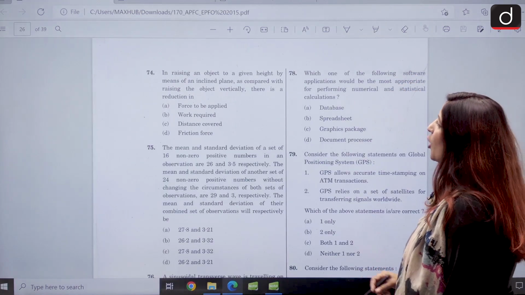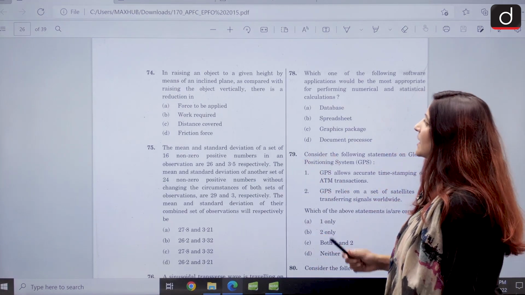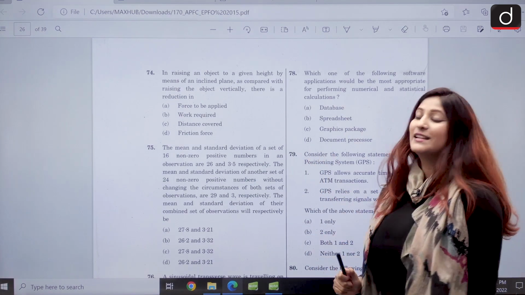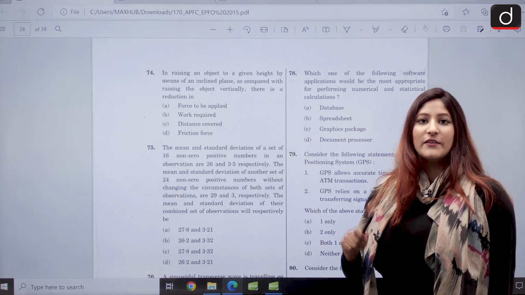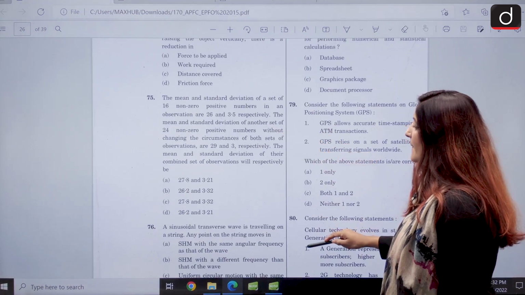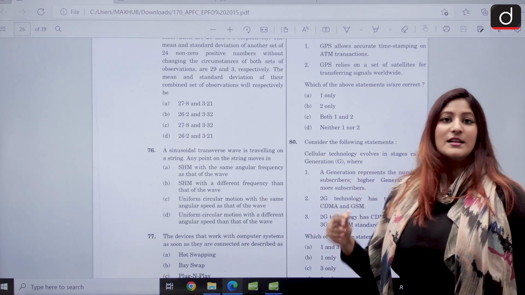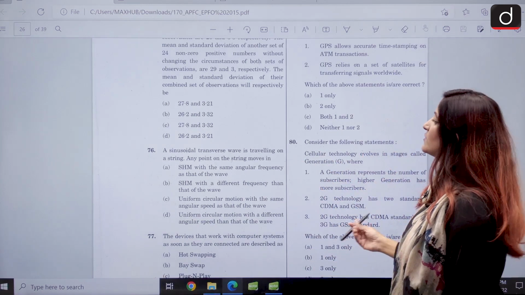Again, in raising an object to a given height by means of an inclined plane as compared with raising the object vertically, there is a reduction in. Options are given: physics, that is general science. Then again, next we have maths. So general science is also important over here. Science and technology that you are studying is also important.